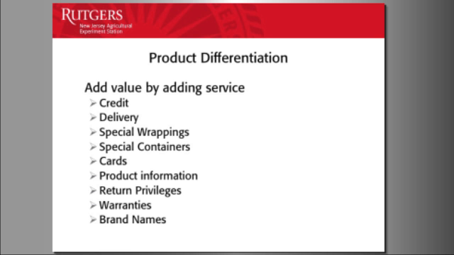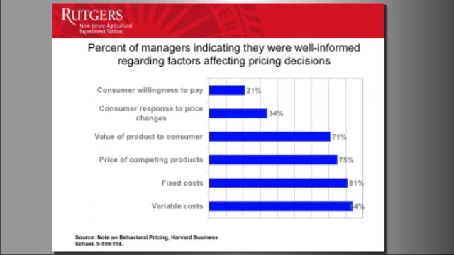Cards, product information, letting people return things, that gives them a sense of security. That's considered a product differentiation, kind of a service, warranty, and branding. We didn't see this in agriculture a while back, but it's coming in more and more. Proven Winners is a big example of that. They came on with their brand.